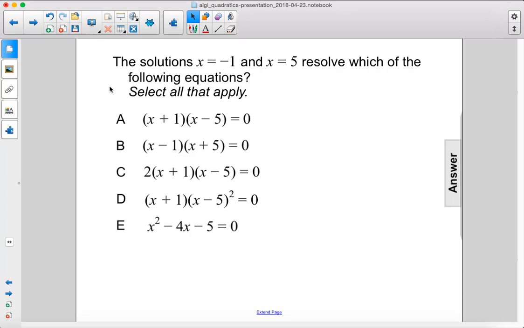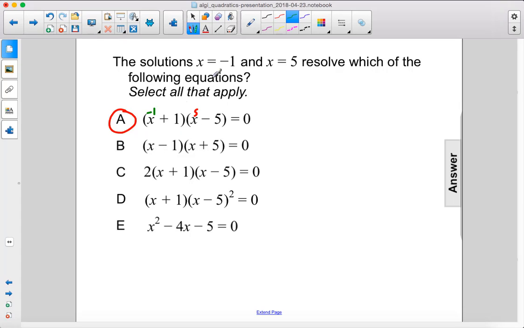The solutions x equals -1 and x equals 5 resolve which of the following equations? Select all that apply. Alright, so if I put -1 in here for x, this one would become 0. So that works. And if I put 5 in this one, this would become 0. So these work for this one here.